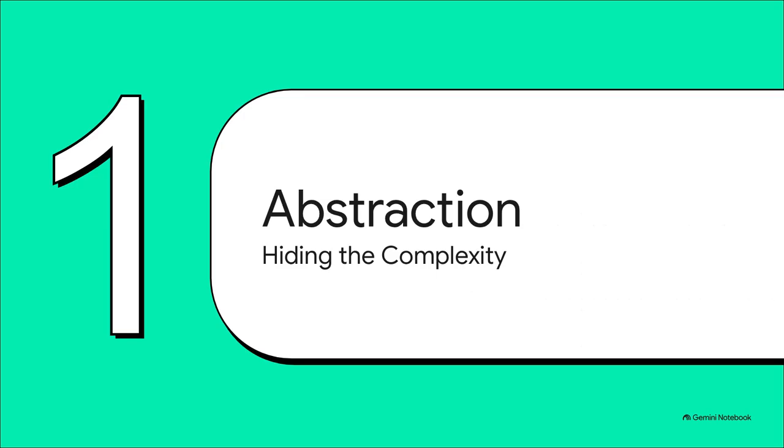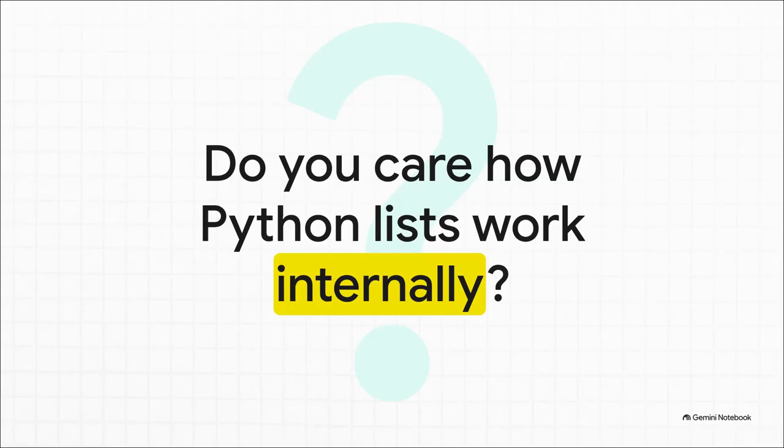Module 1. Abstraction, hiding the complexity. Think back to your data structures and algorithms class. When you call a stack.push or a queue.pop, do you honestly care if the underlying structure is a dynamic array or, say, a doubly linked list? Not at all. Or think about how effortlessly we use Python lists. You make an empty list, you type mylist.append(42), and boom, it's there.